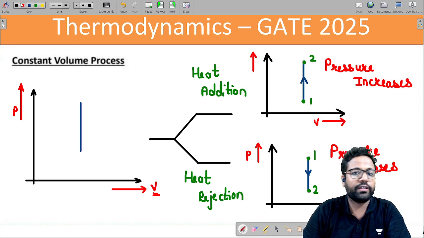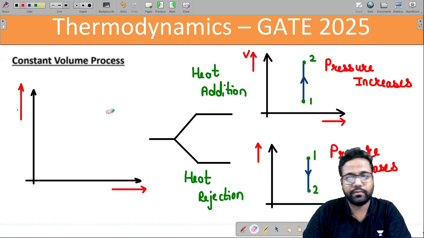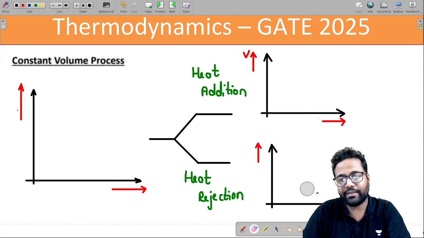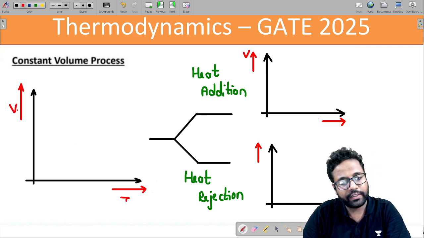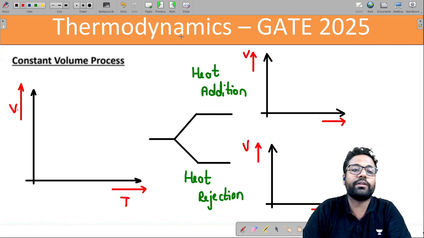Okay बच्चा, so on the VT diagram, देखो थोड़ा टाइम भी बच जाता है, we can save the time if we are properly using the graphics. So on the VT diagram, sir, how will we represent a constant volume process? Sir, it will be represented by a horizontal straight line.